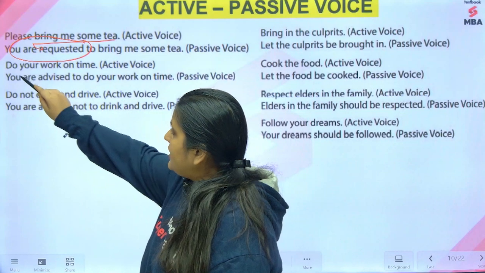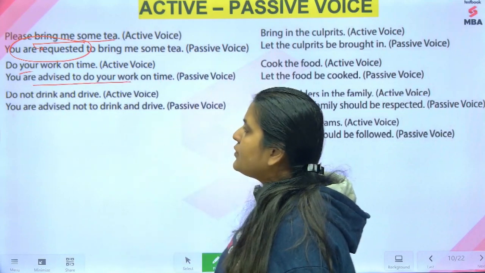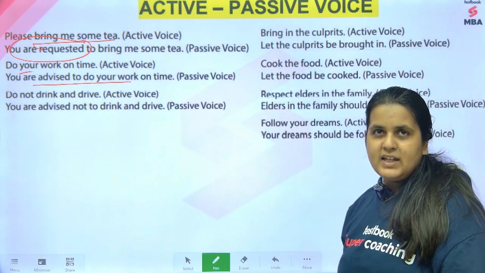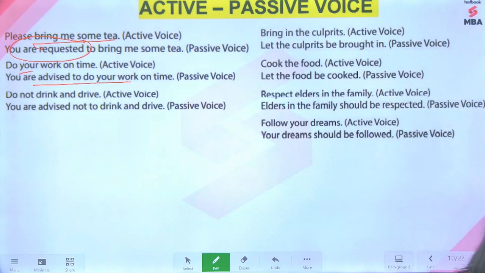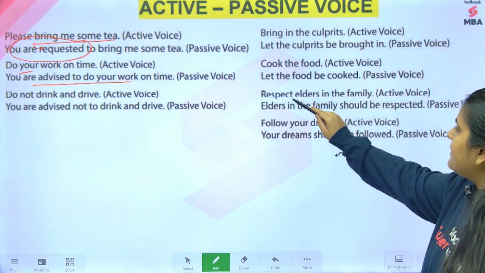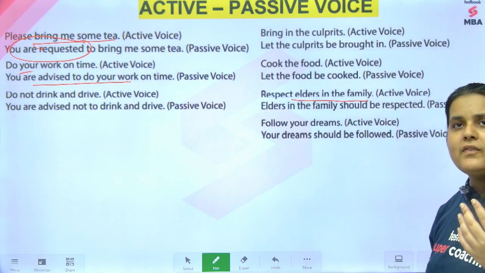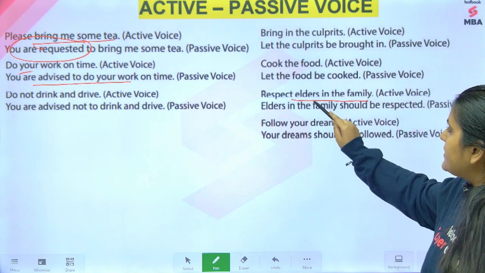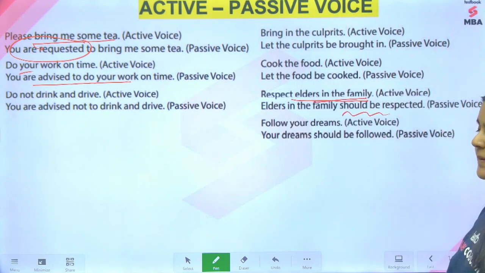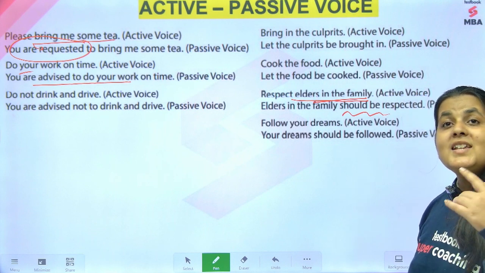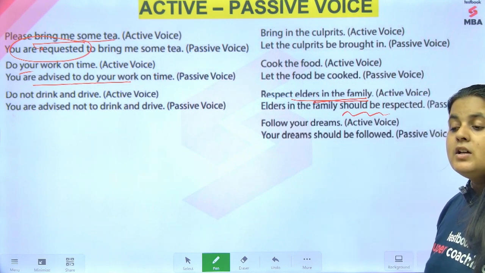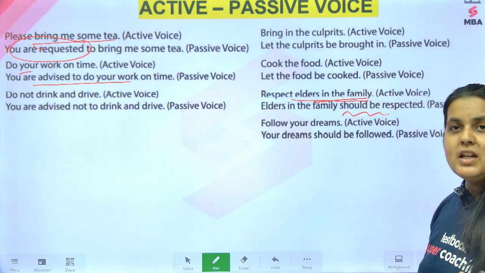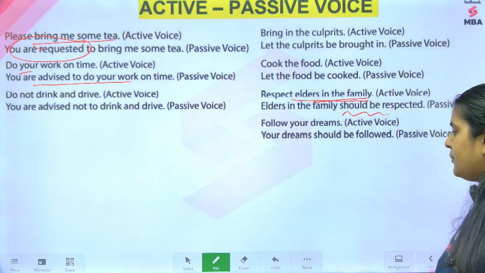Do your work on time. This is an advice. You're advised to do your work on time. ये कैसे हो सकता है? अगर एक और देखो, respect elders in the family, आप बोल सकते हो you're advised to respect. या तो आप बोल सकते हो elders in the family should be respected. If it was an order, you could have said must be respected. So there are different forms. It depends a lot on the options.